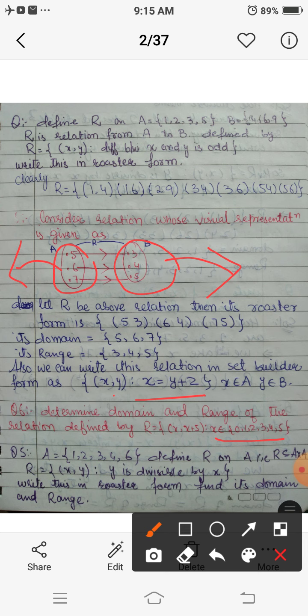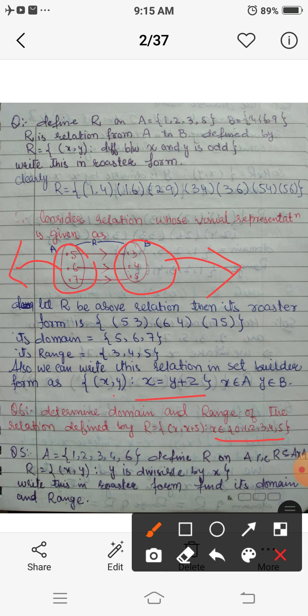Here clearly, firstly we will write this relation in tabular form, that is, we enlist all the ordered pairs. For this we put x equals 0, and the corresponding value at the second place is 0 plus 5, that is 5. When x is 1, y equals 1 plus 5. When x is 2, y equals 2 plus 5. When x is 3, y equals 3 plus 5. So in this way we enlist all the ordered pairs.